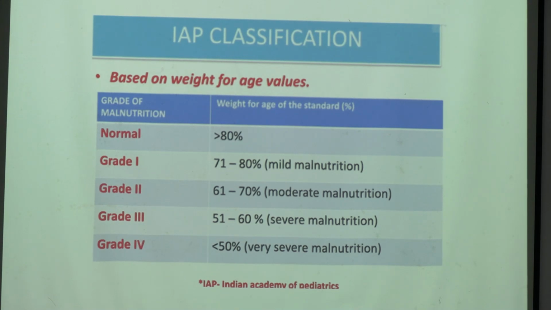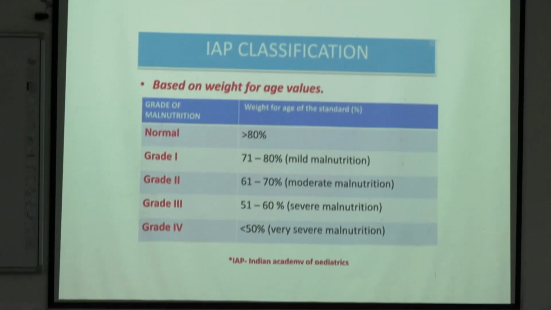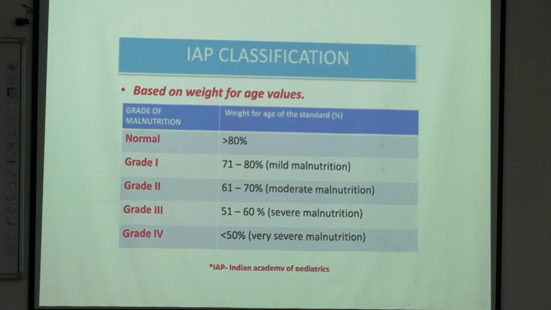So the same thing, more than 4, grade 1, grade 2, grade 3, grade 4. Grade 4 is less than 50% of the expected weight, that is called very severe malnutrition. Weight for age, okay. So if a 1-year-old or 2-year-old child has a standard weight, and the child has less than 50% of that, say a 2-year-old child has a weight of 1 kg, it is less than 50% expected weight. So that will be a case of grade 4 malnutrition, or it will probably go into Kwashiorkor or Marasmus.